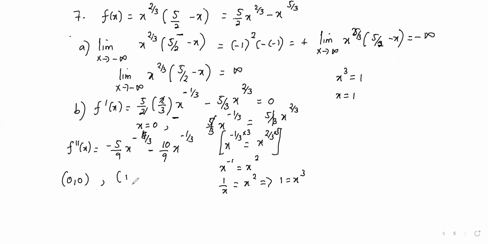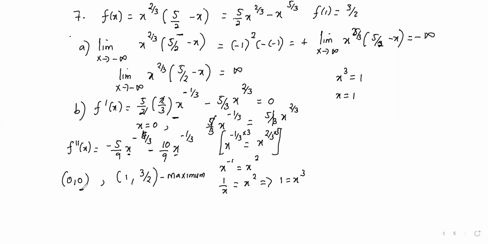And also the point 1, when I go back in the original function and substitute 1, I'm going to get 3 over 2. So I have the point 1, 3 over 2. When you substitute 1 in the second derivative, it will give us a negative, telling us that this point is a maximum. The point at 0 hasn't been named, but something is happening there.